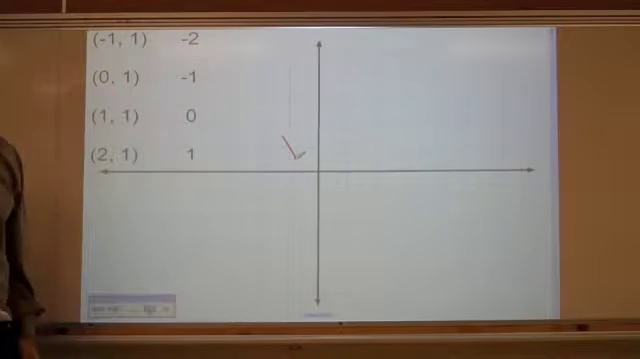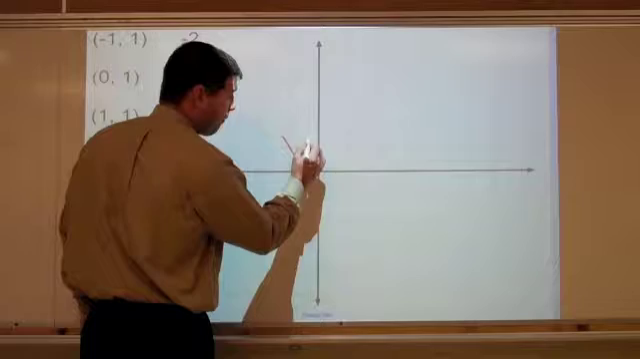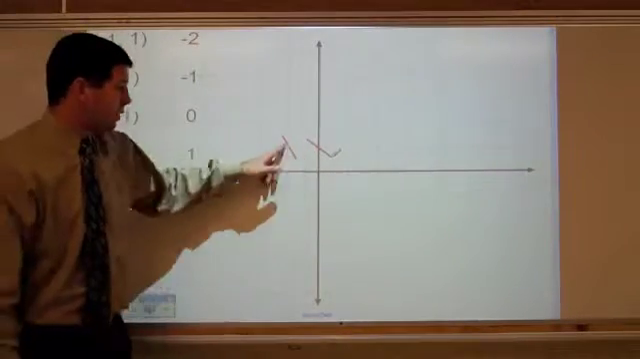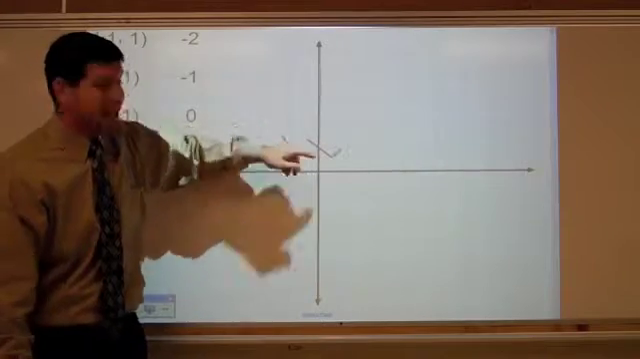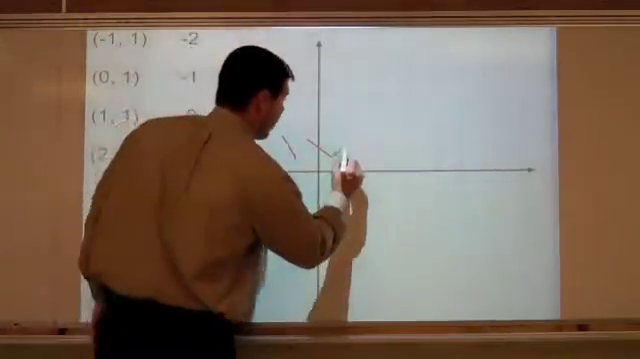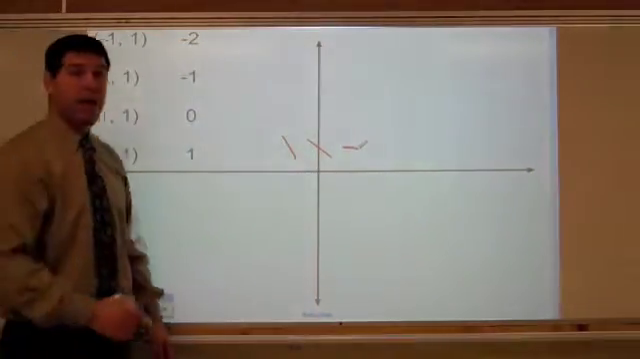At 0, 1, my slope is negative 1, so going to have a 45-degree angle. And you see, this is more negative than this. At 1, 1, you're going to have a slope of 0, so you're going to have a horizontal tangent line. And at 2, 1, you're going to have a slope of 1.